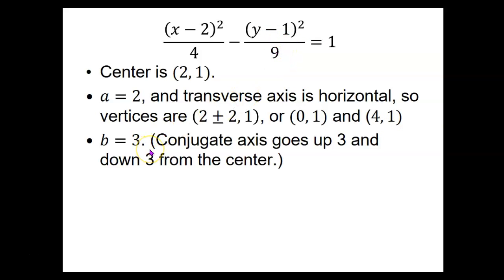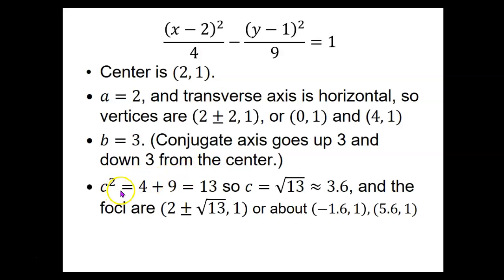B squared is 9, so B is 3. That means the conjugate axis would be if you start at the center point and go up 3 and down 3. And C squared equals A squared plus B squared, 4 plus 9. So C would be the square root of that, the square root of 13, or approximately 3.6. So the foci are the points where you start in the center and go that many spaces in the x direction, left or right, so 2 plus or minus the square root of 13, and then the y coordinate stays at 1. That puts you at about -1.61 and 5.61. And the eccentricity is c divided by a, so that's the square root of 13 over 2, which is approximately 1.80.